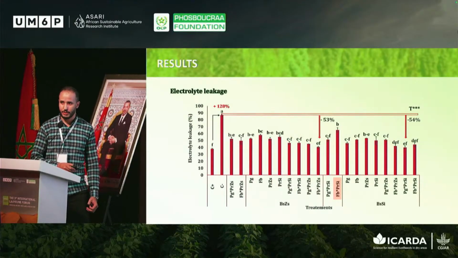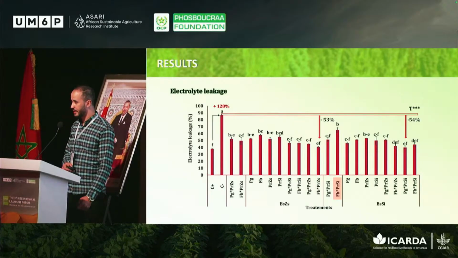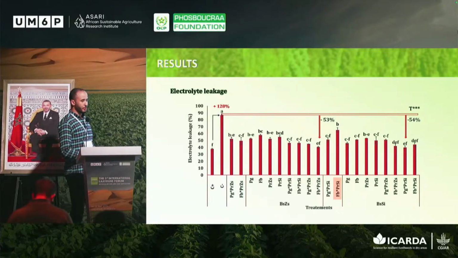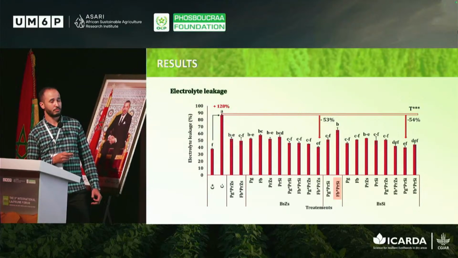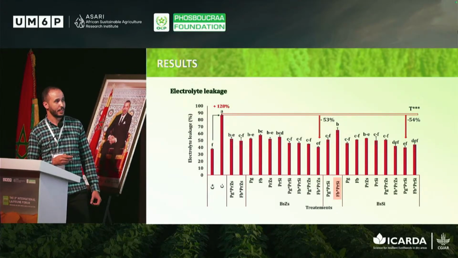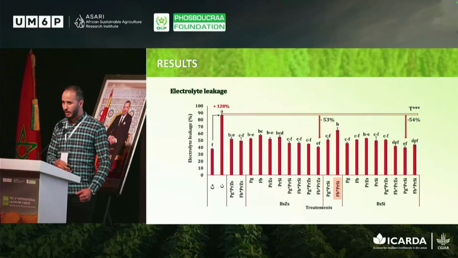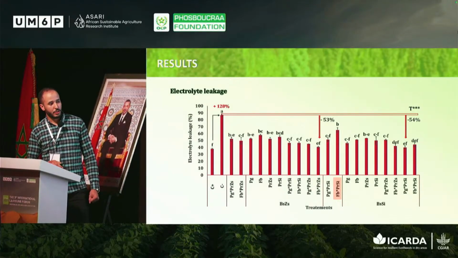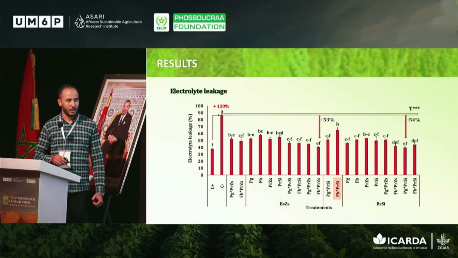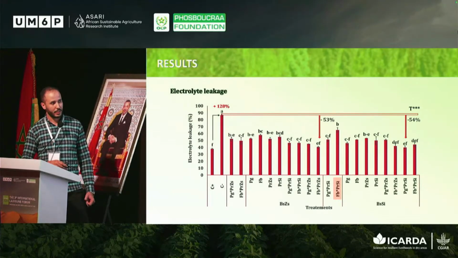Same thing for the electrolyte leakage, which is an interesting marker for cell membrane damage. Normally the electrolyte leakage percentage increases under salinity stress conditions, and in our case, it increased by up to 128%. However, all of the combinations that we tested gave a significant decrease of this parameter, especially the combination of biostimulation with zinc sulfate, with the presence of cattle manure and the priming with zinc sulfate as well. The double combination between the cattle manure and the priming with zinc sulfate had the lowest decrease.